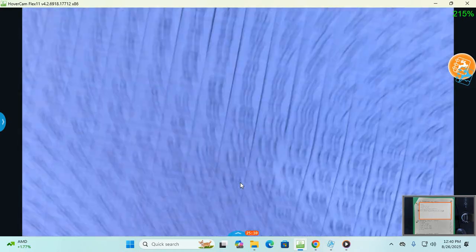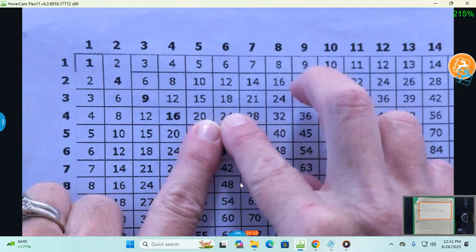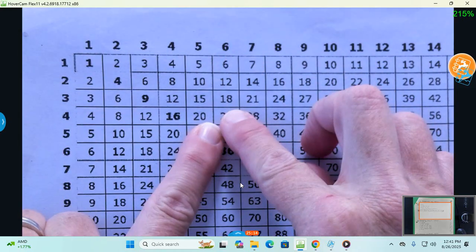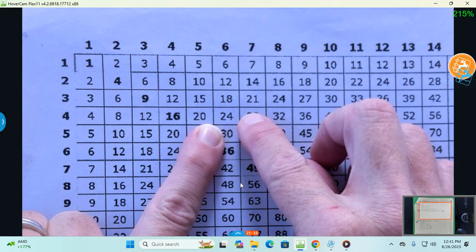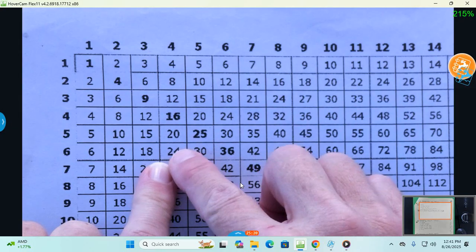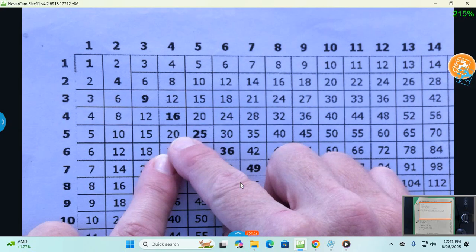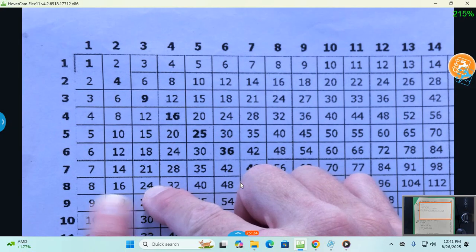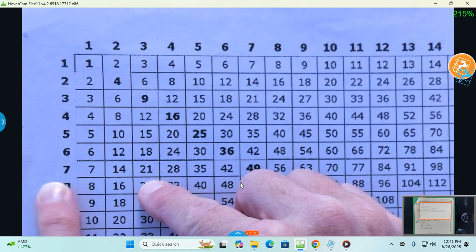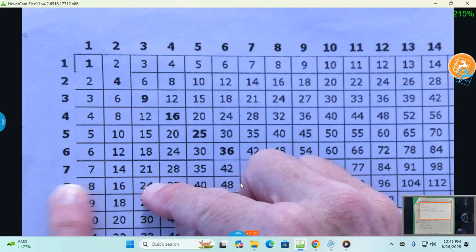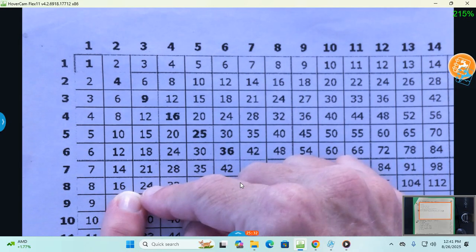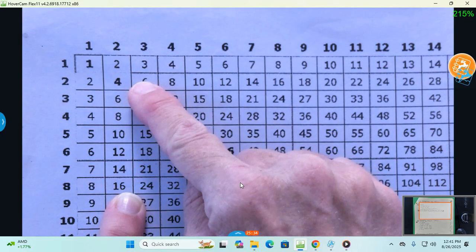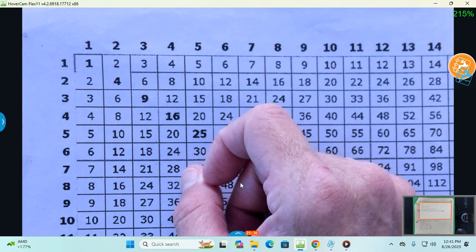I'm trying to get a 5. So 24 would be 6 times 4, but 6 and 4 won't give me a 5. Here's another 24. 6 and 4, that won't work. Here's a 24: 8 and 3. Would 8 and 3 multiply together to give me a 24 and add together to give me a 5 if I got my signs right? Yes. So my factors are 8 and 3.